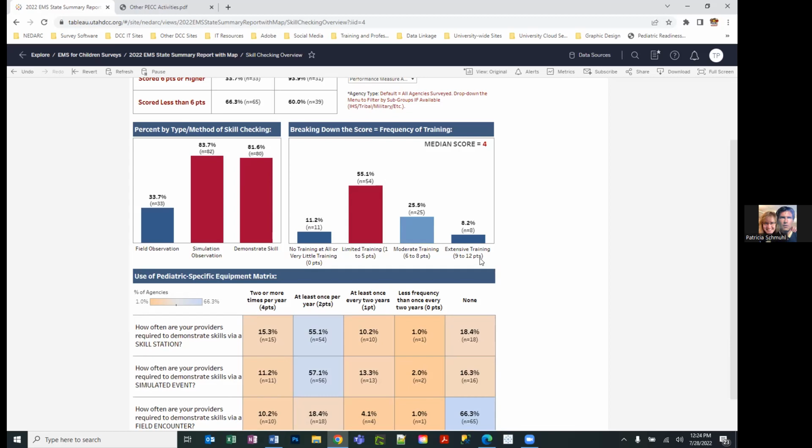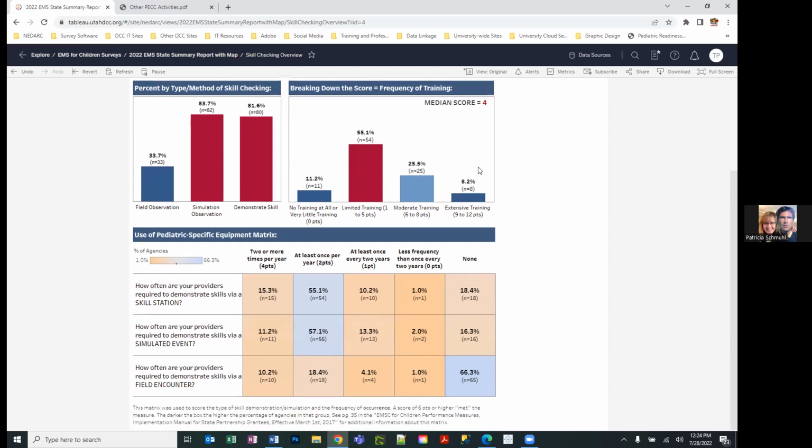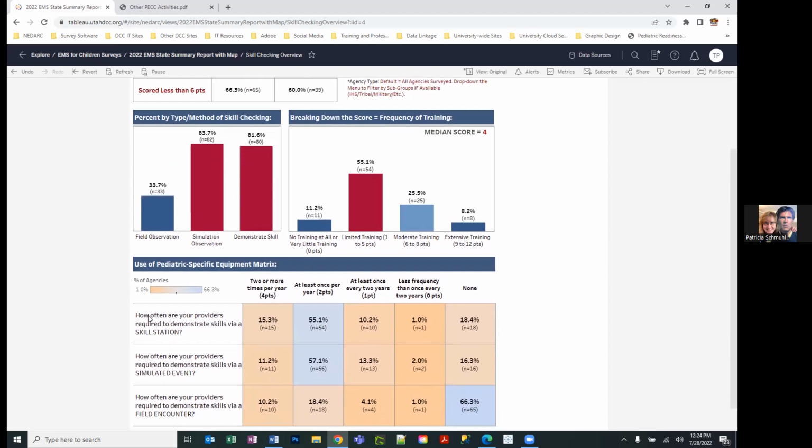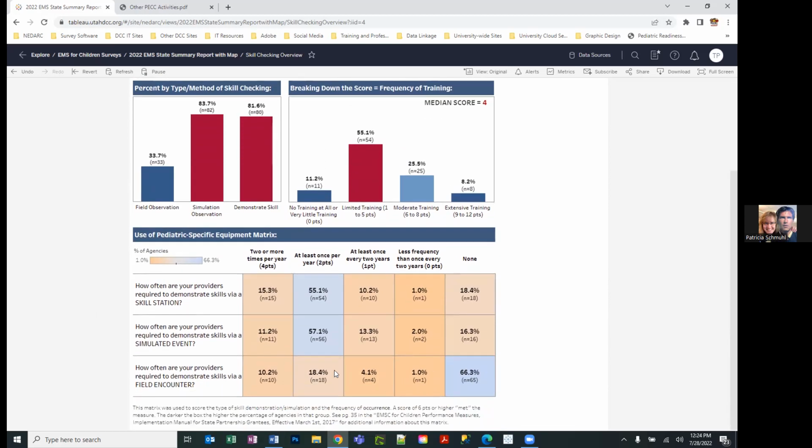These groups were created by our statisticians. So we have no training at all or very limited training. These are 11 agencies you might want to reach out to. Those that did 1 to 5, 6 to 8, and 9 to 12. And the median score is 4 for this state. And then you can also take a look at the matrix, which is exactly the same as in the manual. We just put your results.